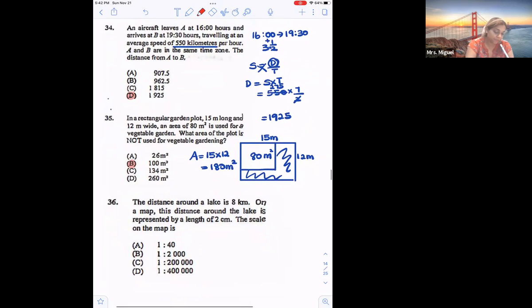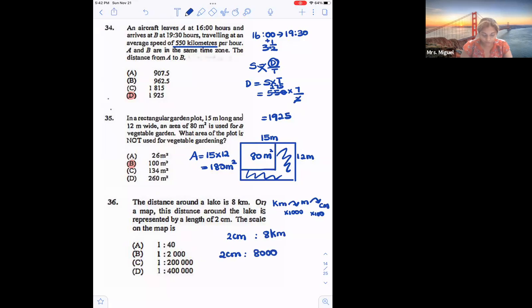The distance around a lake is 8 kilometers. So 2 cm is equal to 8 kilometers. So we have to change kilometers to centimeters. So kilo to meters, we multiply by 1000, and from meters to centimeters, we multiply by 100. So 2 cm is equal to 800,000 centimeters. So 1 cm we divide by 2 will be 400,000. The answer, D as in dog.